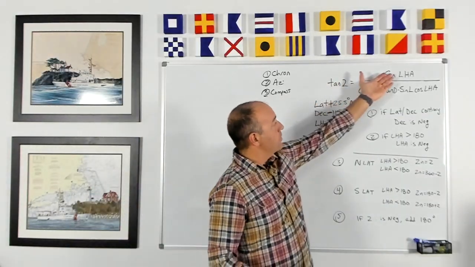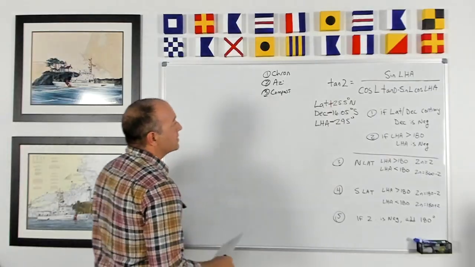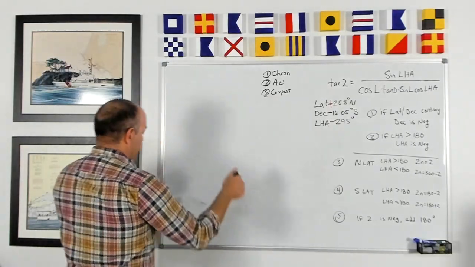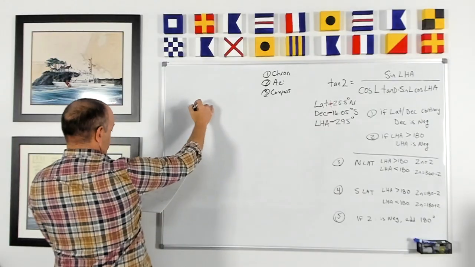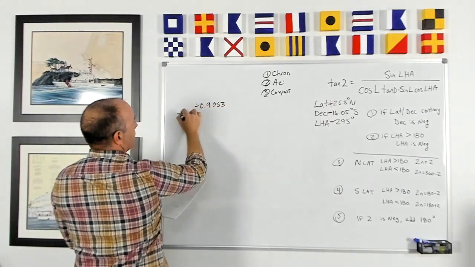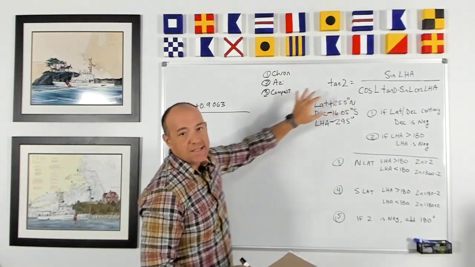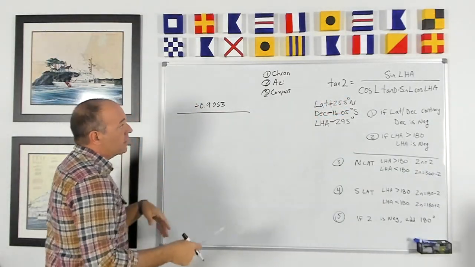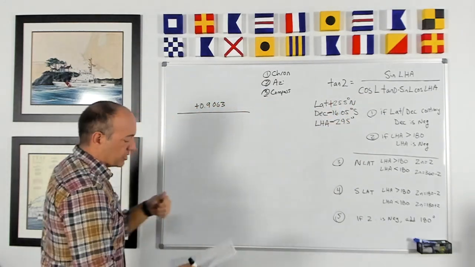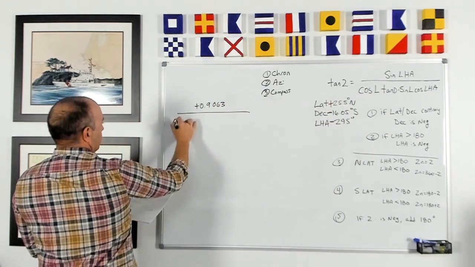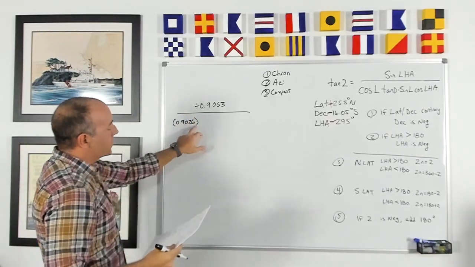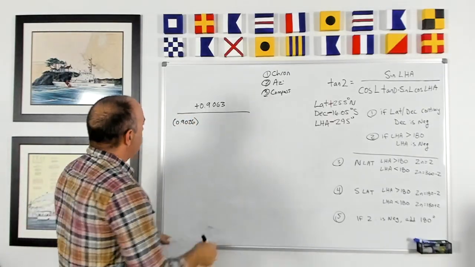Okay, so we'll take this formula and we'll just work one at a time. We'll put things in. So LHA, negative 295, sine. So I get plus 0.9063. And I'll just ignore this tan Z so we can keep the board clean here. The next one, cosine L. Latitude is positive, 25.5 cosine. What do you get? 0.9026. I use parentheses to keep myself organized there.